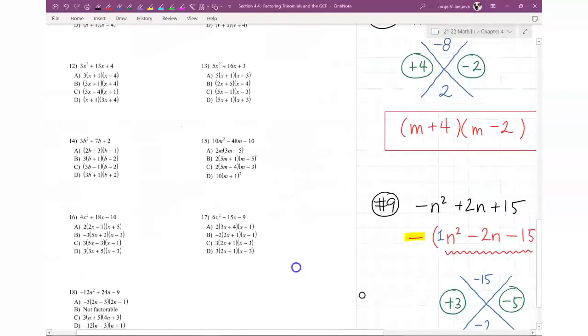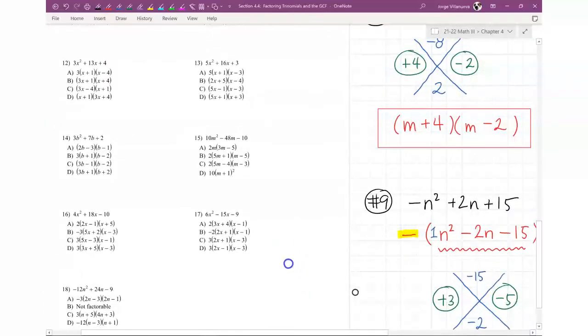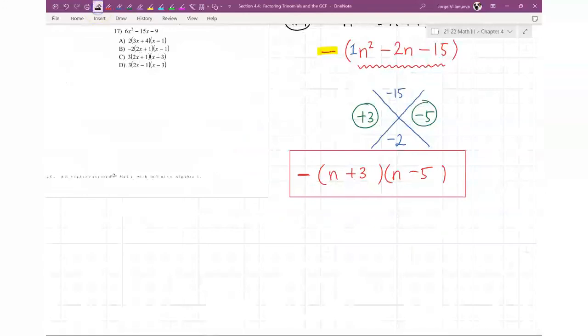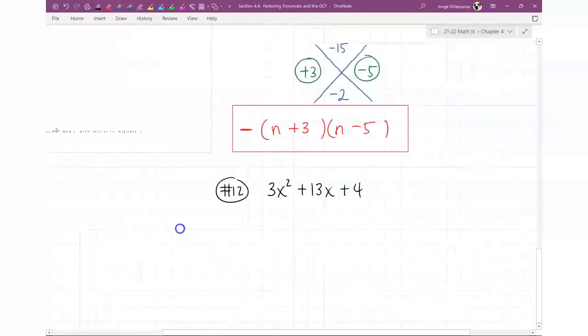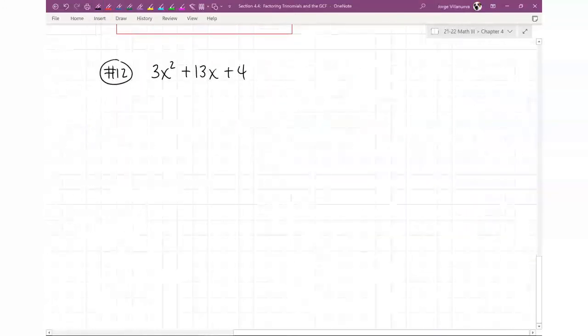So 12 is 3x squared plus 13x plus 4. So number 12, 3x squared plus 13x plus 4. And I'm going to factor this. Now notice, my a term is no longer a 1. It is a positive 3. Which means once I find my answers, you know those numbers that I put in green and I circled them? Once I find those answers, I need to divide by 3. Okay? I got to divide by 3.